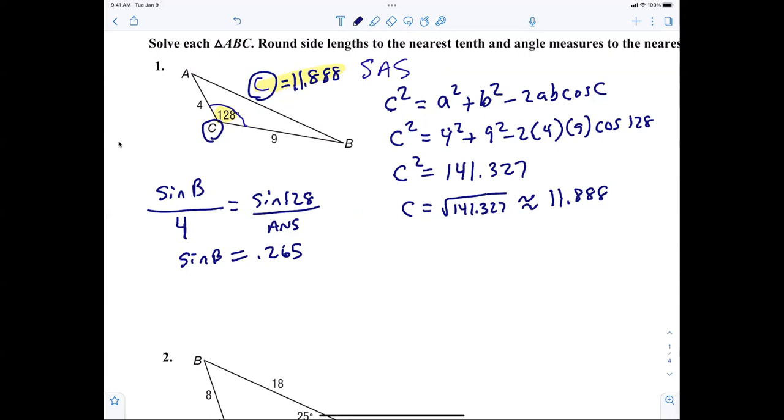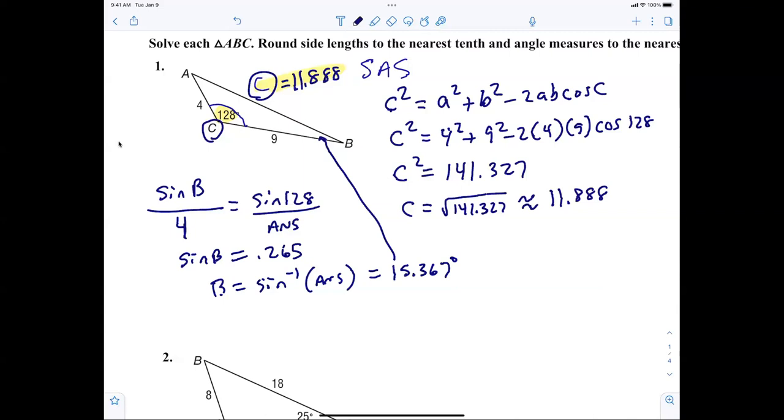And now we just do inverse sine. B is equal to inverse sine of that answer. And that was equal to how many degrees? 15 point 367 or 366, whatever you choose. All right. So that's angle B. Is everybody agreeing with that?